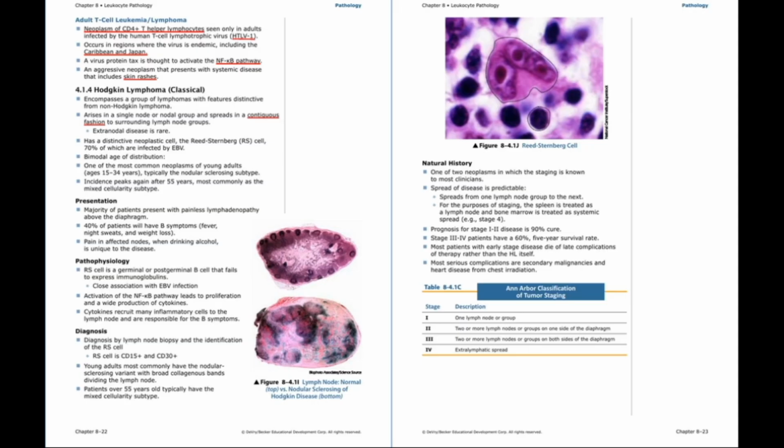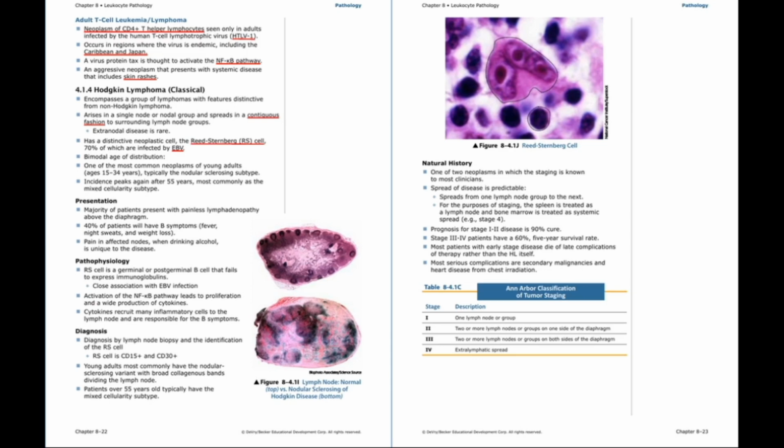As well, in Hodgkin's lymphoma, extranodal disease is quite rare, unlike our non-Hodgkin's lymphomas. Hodgkin's lymphoma has a very distinctive neoplastic cell, the Reed-Sternberg cell, and 70% of these cases are infected by Epstein-Barr virus. Hodgkin's lymphoma has a bimodal age distribution. It's one of the most common neoplasms of young adults, and in this age group it typically presents as the nodular sclerosing subtype. Incidence peaks again after age 55, but this time as the mixed cellularity subtype.